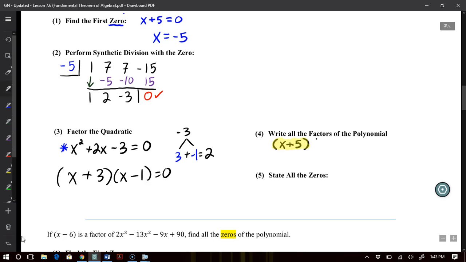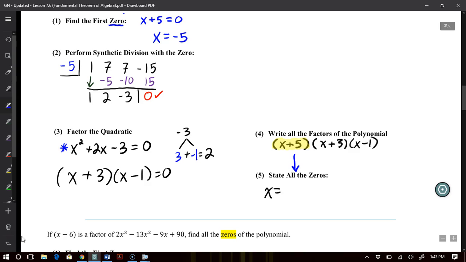We earned the x plus 3 and the x minus 1 through the work we did. That's the polynomial in factored form, and we can state all of our zeros from here.